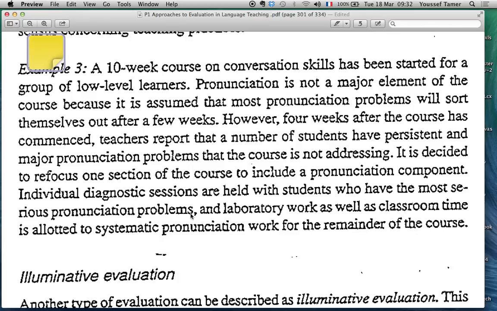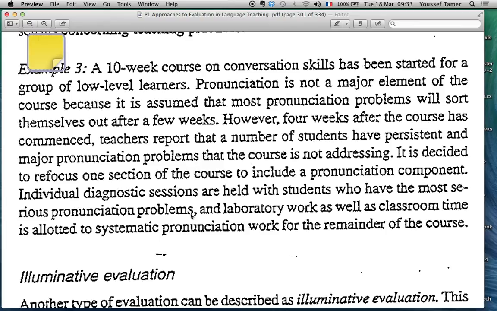So what do you think? Yes? Check more on this relationship. Yes, in relation to, so what do you notice in the story? What's going on in the story? That's why I'm asking.